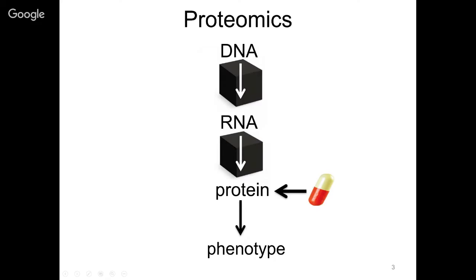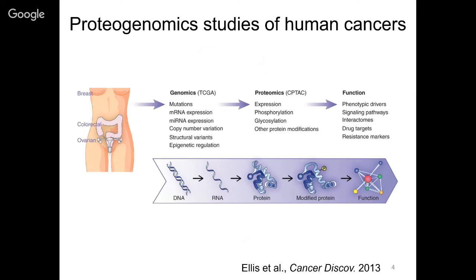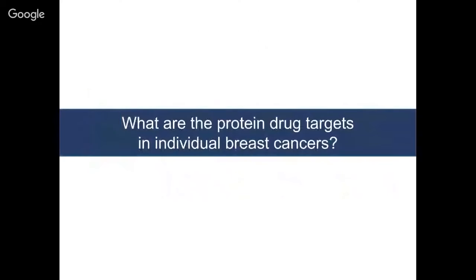With that in mind, there's a big national consortium called CPTAC, which is generating a lot of proteomics data to complement the genomics data we have from projects such as TCGA. From TCGA, we know tumor mutations, gene expression, copy number, et cetera. Now we also know a lot more about protein based on collaborative work in the CPTAC consortium between proteomics experts, clinicians, biology experts, and computational experts. That gets us closer to knowing the functions and potentially finding drug targets for these tumors. So with this data generated by CPTAC, we want to ask what are the protein drug targets in individual breast cancers that we can best treat patients with.